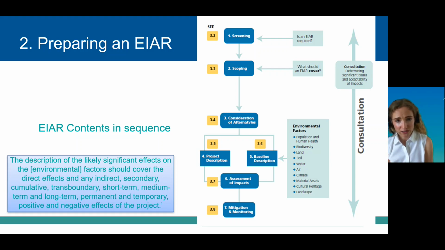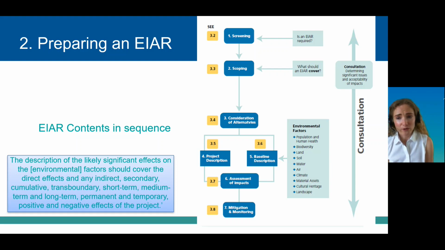So the top is screening. So that's whether the EIAR is actually required in the first place. If it is, then moving on to scoping, what should the EIAR cover? What types of information would be required? And then getting into the actual contents of the EIAR from section 3.4, consideration of alternatives, down to 3.8 there, mitigation and monitoring proposals, all of that information which makes up the EIAR itself is dealt with in those particular chapters.